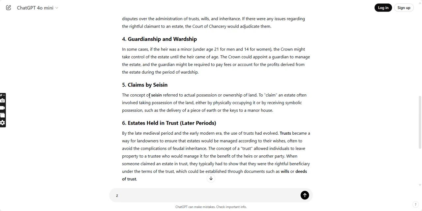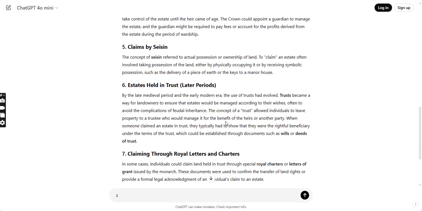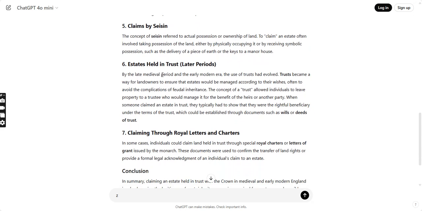The concept of seisin referred to actual possession or ownership of land. To claim an estate often involved taking possession of the land, either by physically occupying it or by receiving symbolic possession, such as the delivery of a piece of earth or the keys to a manor house. Interesting. 6. Estates held in trust, later periods.